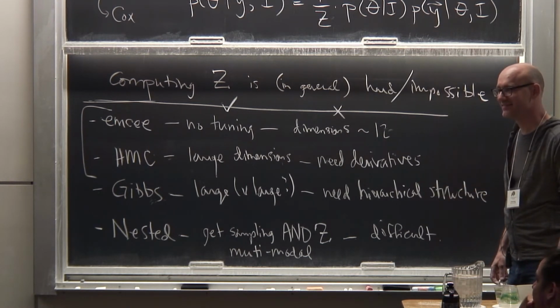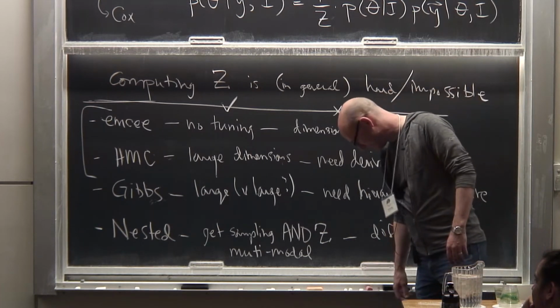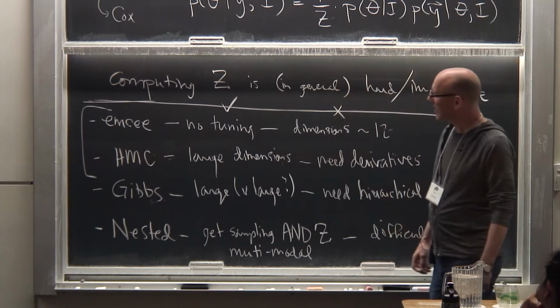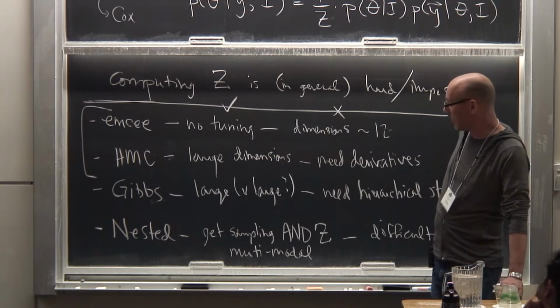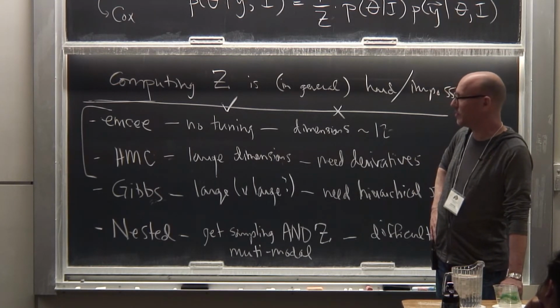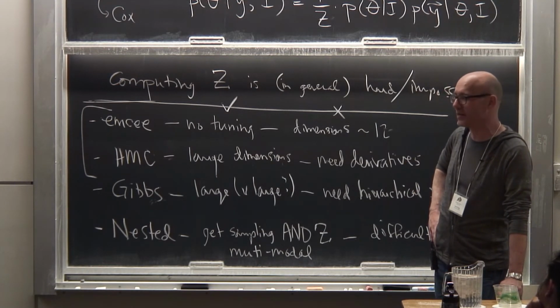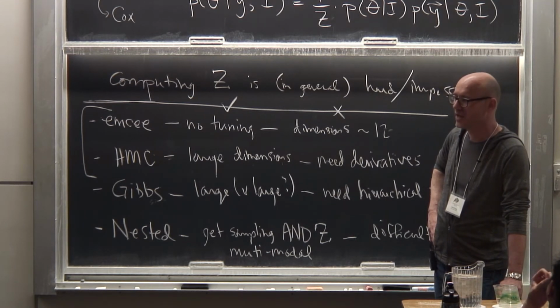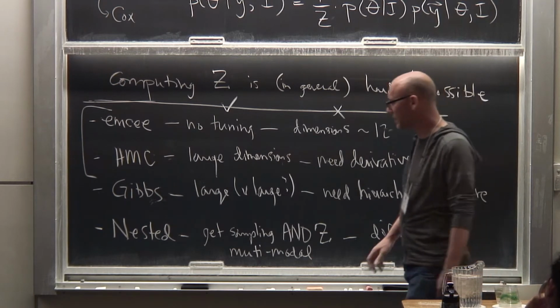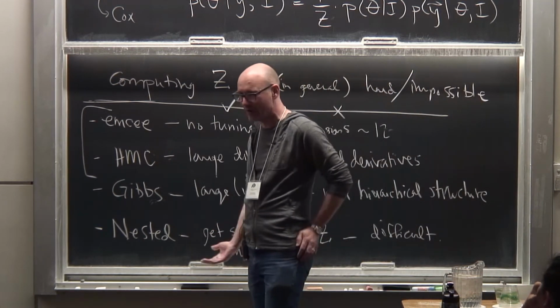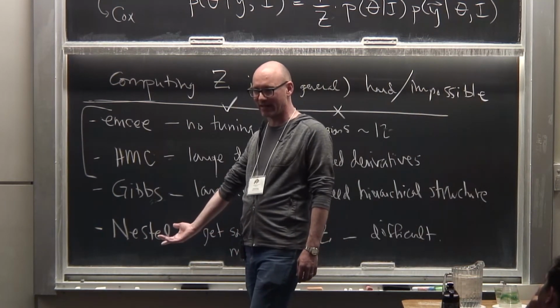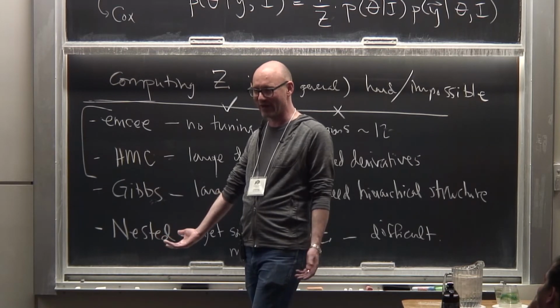Yes? So what would you recommend for multimodal distributions instead of nested? Well, I would recommend nested sampling for multimodal distributions, but it's not obvious to me at the end of the day that nested sampling is getting all the modes either. The people who believe in nested sampling would tell you that it will get all the modes, but actually demonstrating that it gets all the modes is very hard to do.